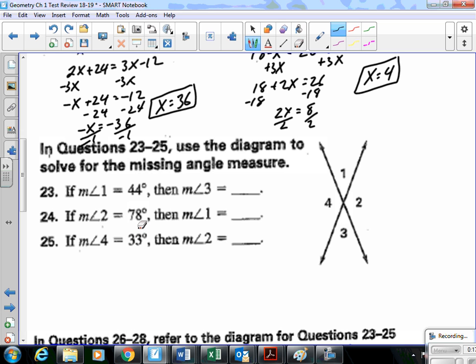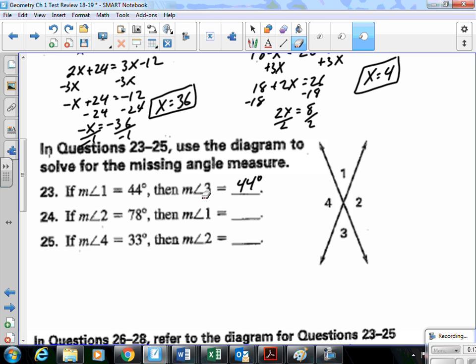So it tells us the measure of angle 1 is 44 degrees. What's the measure of angle 3? Well, angle 1 and angle 3 are straight across from each other. This side of angle 1 makes the side of 3, and the other side of 1 makes the other side of 3. So those fit the category of vertical angles, and vertical angles are the same. So if 1 is 44, then 3 is also 44.